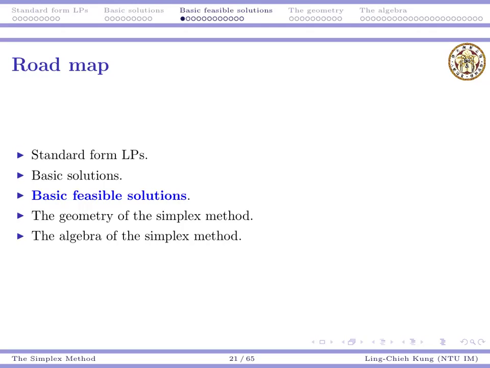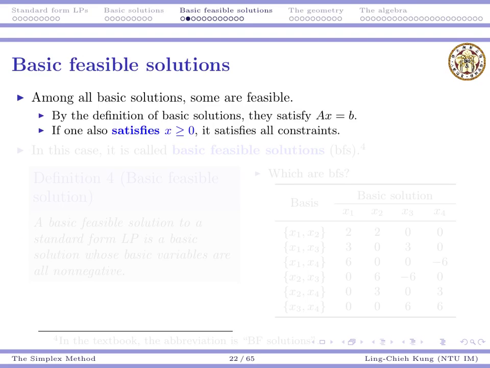Okay, so now with the idea about basic solutions, let's go further and define something called basic feasible solutions and keep on our connection between these with those extreme points. So we have a lot of basic solutions. Among them, some are feasible, right?